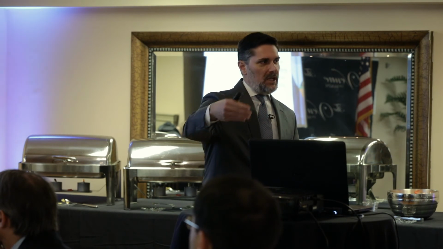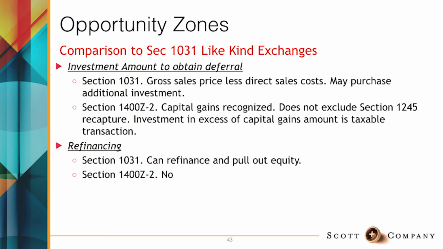Comparison, I mentioned 1031 like-kind exchanges. Here's a quick comparison to how those work, because there's a lot of similarities but some differences too. With a 1031 like-kind exchange, where you're rolling the gain on a property into a new property, the amount that you have to invest in a 1031 is the gross sales price less any of the direct costs, and you can put additional money into it.